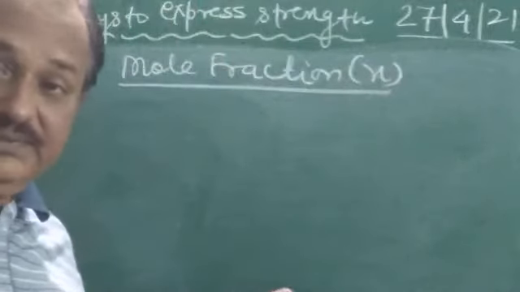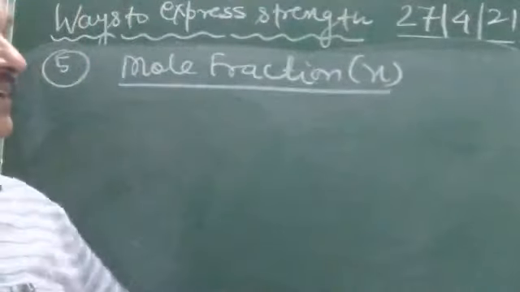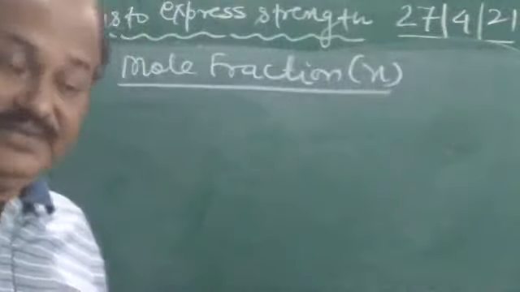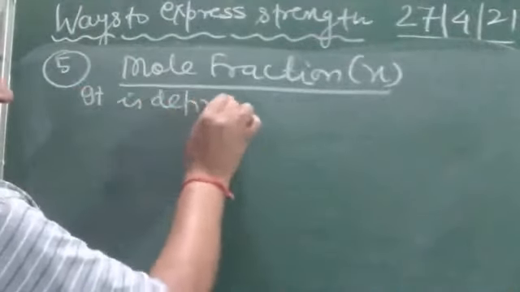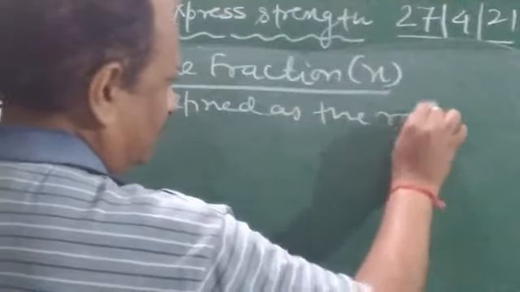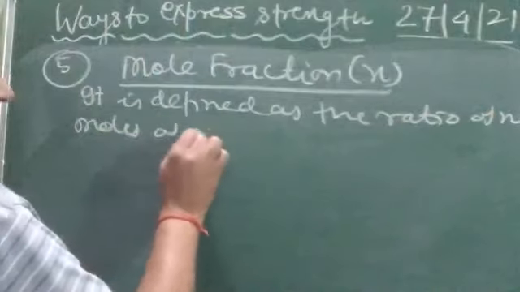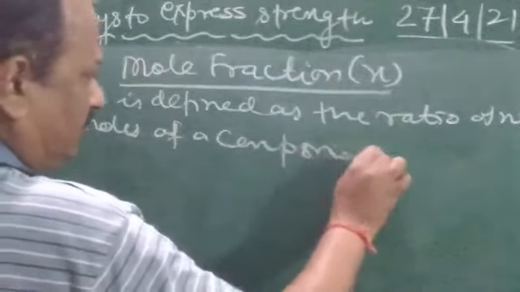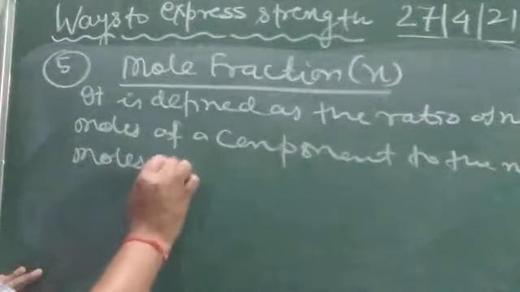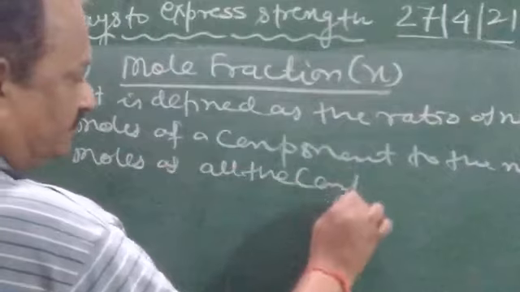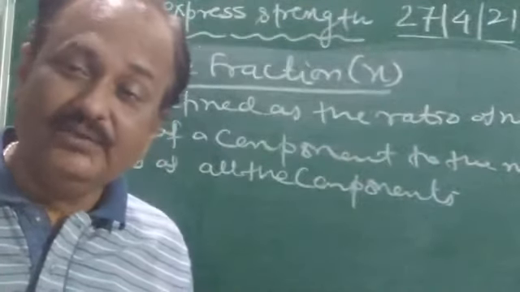Now the next important method to express the strength is mole fraction, and mole fraction has the symbol X, and here actually it is a ratio. It is defined as the ratio of number of moles of a component to the number of moles of all the components. So if we have, suppose, two components A and B, accordingly it will be changed.